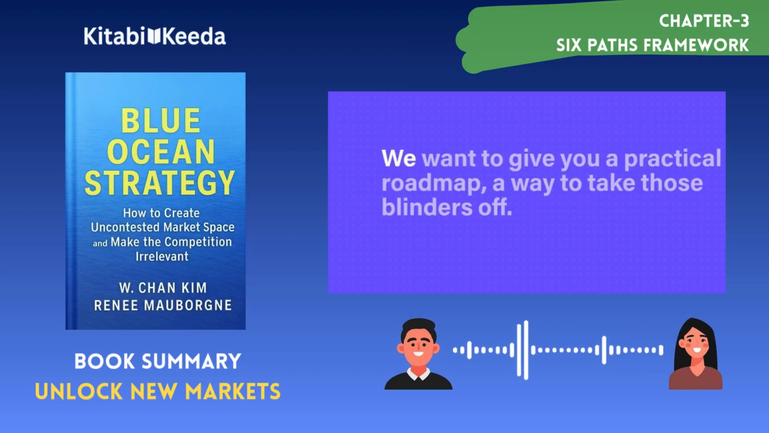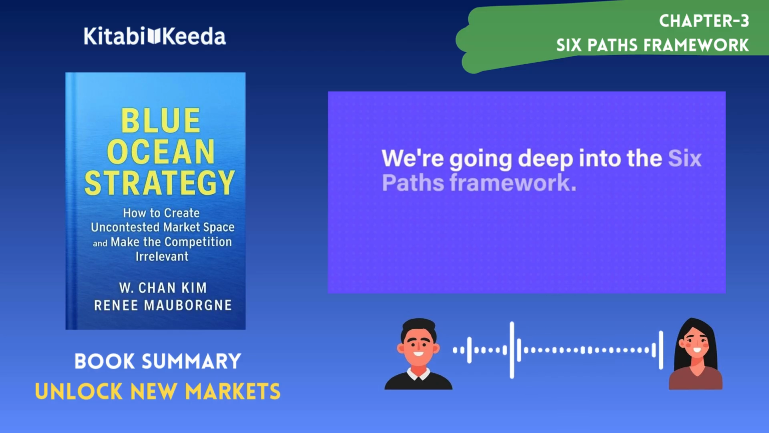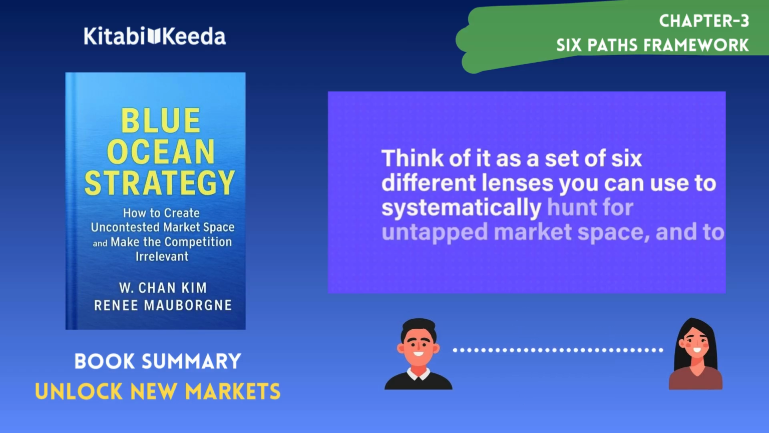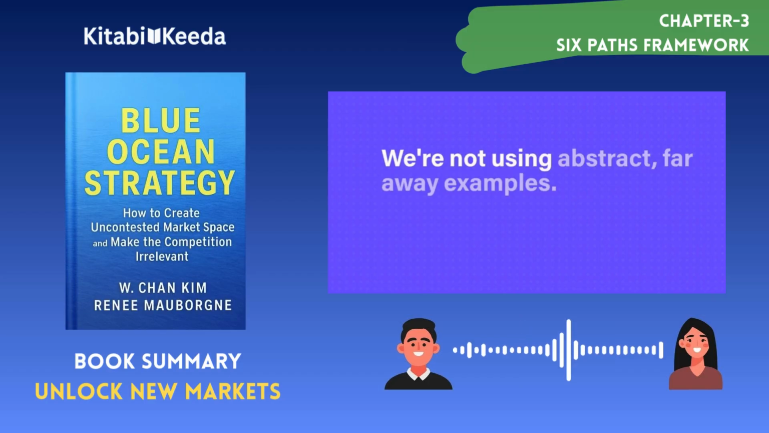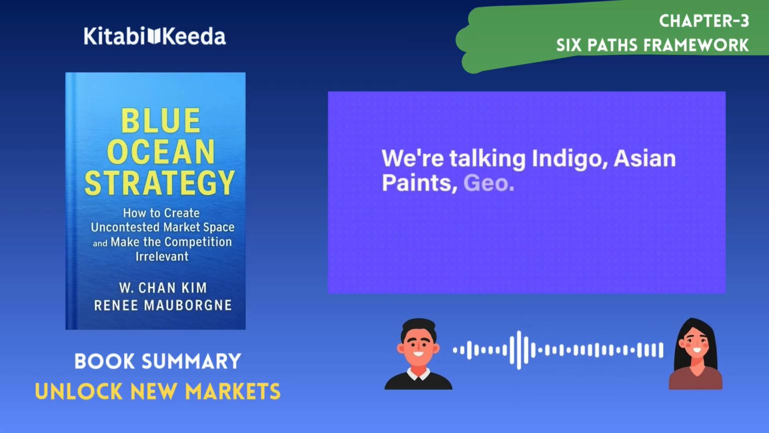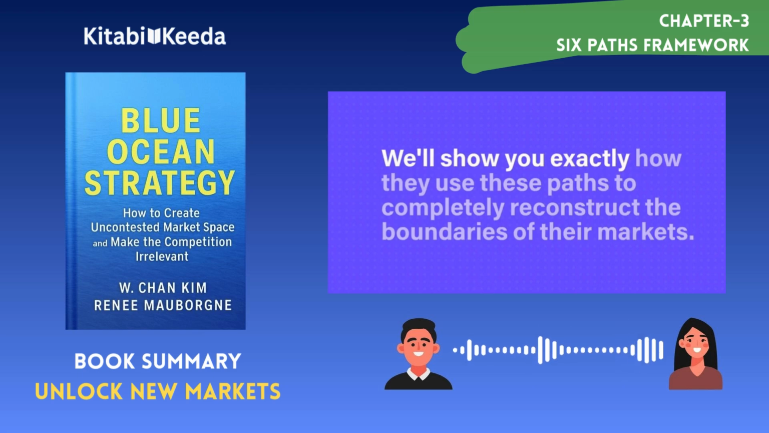So that's our mission today. We want to give you a practical roadmap, a way to take those blinders off. We're going deep into the 6 paths framework. Think of it as a set of 6 different lenses you can use to systematically hunt for untapped market space. And to make it really stick, we're not using abstract, faraway examples. No, we're grounding this in the stories of some truly iconic Indian companies. We're talking IndiGo, Asian Paints, Jio. We'll show you exactly how they use these paths to completely reconstruct the boundaries of their markets.